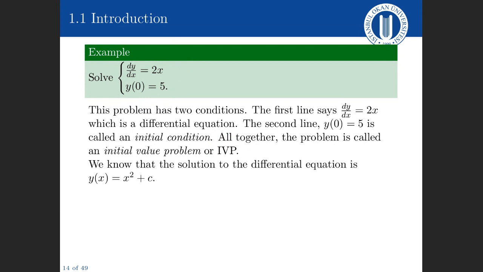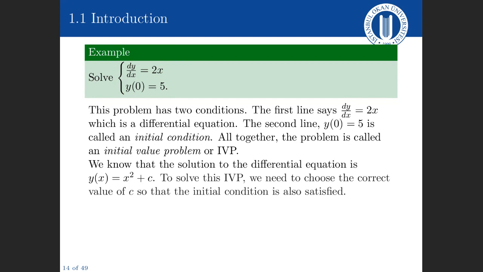We've already solved the differential equation. We know that the solution to the differential equation is x squared plus c. So the first one, done. But we also need to satisfy the second condition. We need to choose the value of c so that y(0) = 5. So what we're going to do is start with the initial condition, but instead of y(0) = 5, I've just changed it around to 5 = y(0).